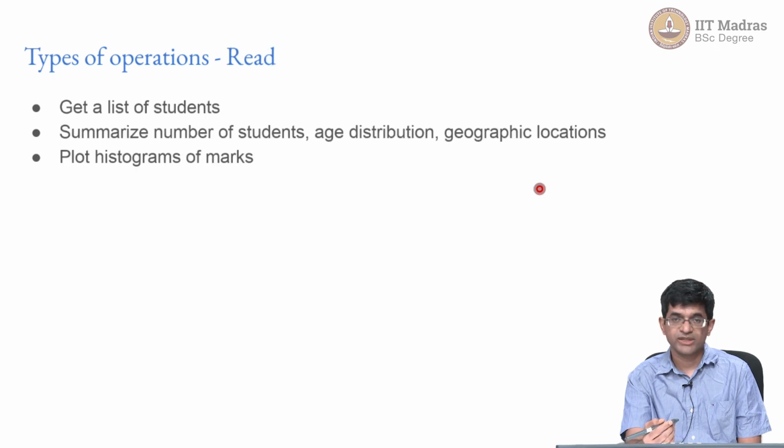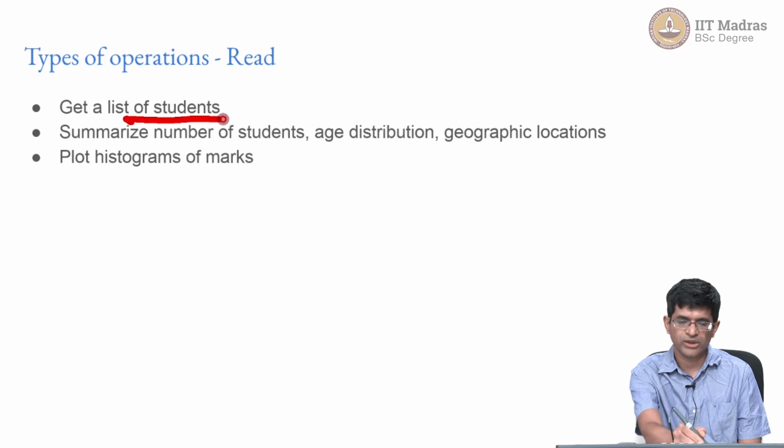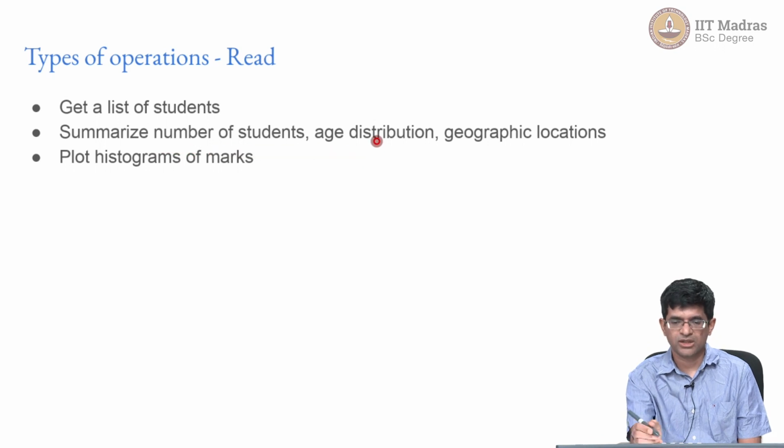The next thing I would probably want to do is to read. Once I have created several entries, I would want to read them, not just read them back one by one, but probably get a list of all the students in the system. Maybe do something like summarizing. How many students are there? What's their age distribution? What's their geographic location? Which parts of the country are they concentrated in? Or once I have more information, I might want to start plotting histograms of marks. Find out whether there are correlations between how well a person performs in one course versus another course. All of that is basically reading information from the underlying models. So we have create and read so far.